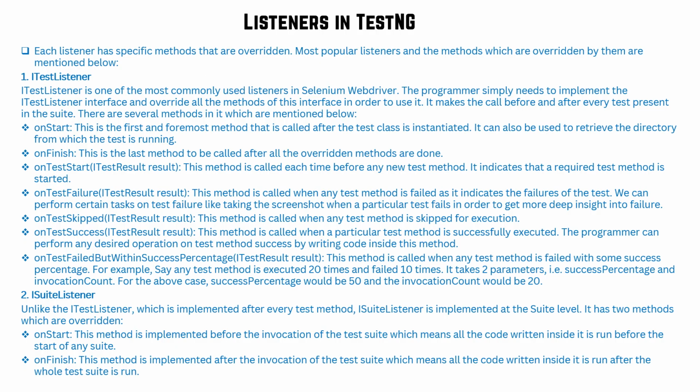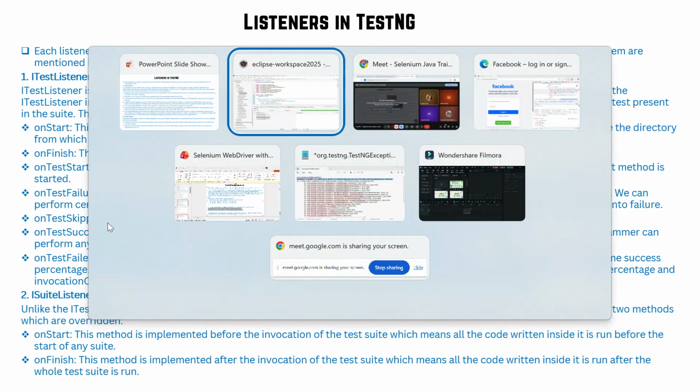In case your test case starts, onTestStart will always be executed. But in case a test case fails, then your onTestFailure method will be called. In case your test case passed, onTestSuccess will be executed. In case your test case is skipped, onTestSkipped will be executed. That is the beauty. Automatically, it will take the real-time status, and then things will be executed. Now let's see the implementation.